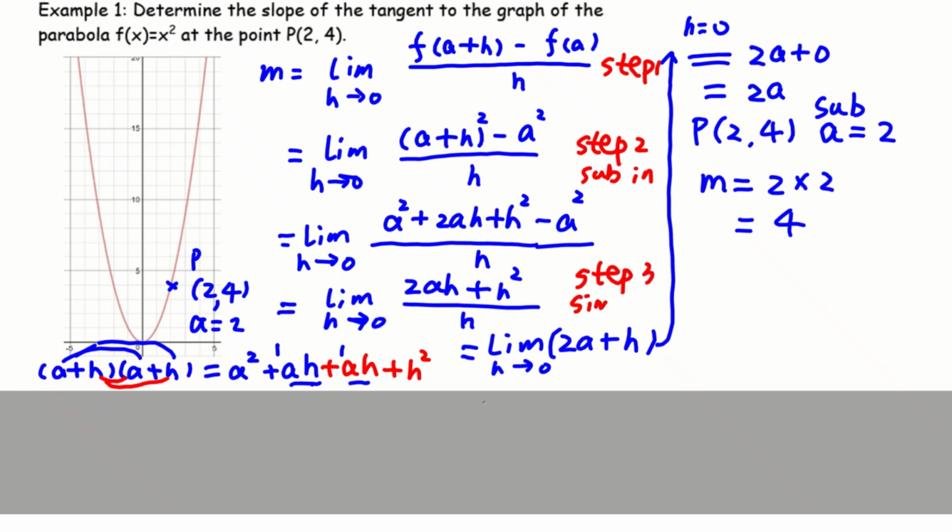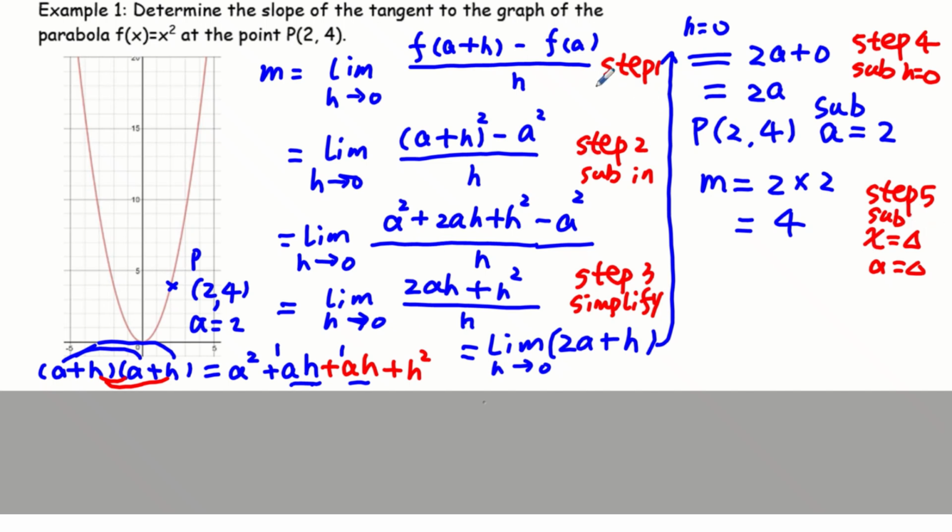Simplify. Then step 4 is subbing again, subbing h equals 0. And step 5, we are going to base on the x value given to sub in the a value, okay? So the a value, if x equals a number, then the a equals that number, okay? So this is 5 steps.